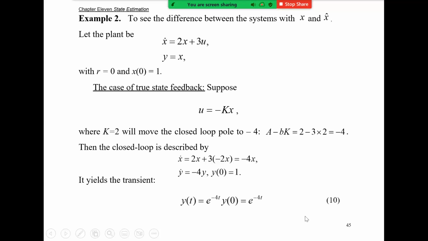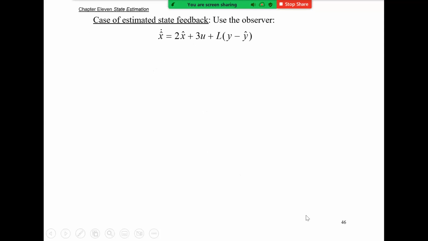Now let's see what happens if we use the observer. If we use the observer, so this is the observer.